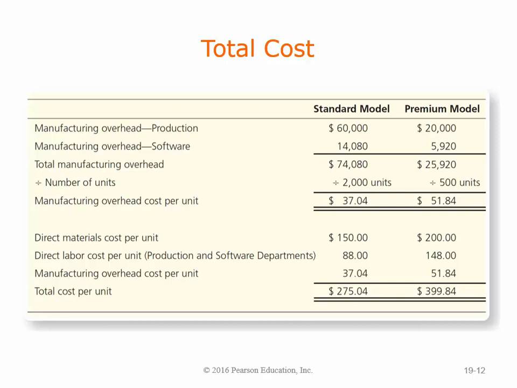So their direct manufacturing overhead on production, manufacturing overhead on software, total manufacturing overhead. Then they can divide that by the number of units, and it gives them a manufacturing overhead per unit. Direct materials, direct labor, and the manufacturing overhead per unit. And now they can come up with a pretty solid number for this company, which happens to have 2 models, a standard model and a premium model.